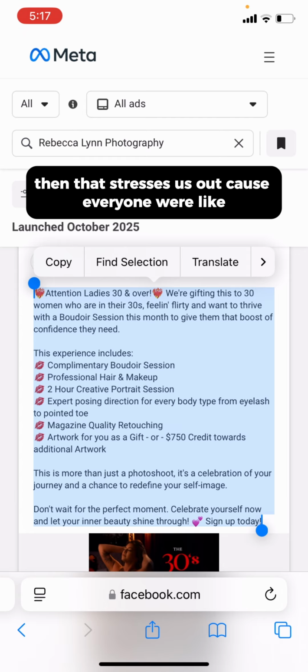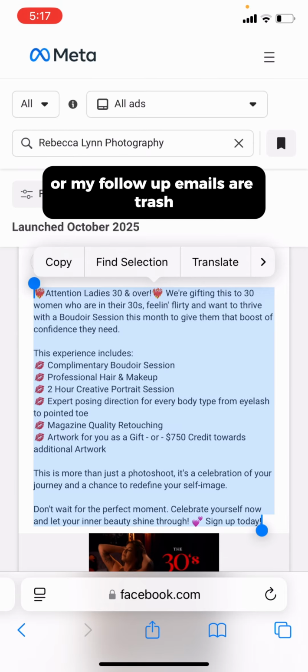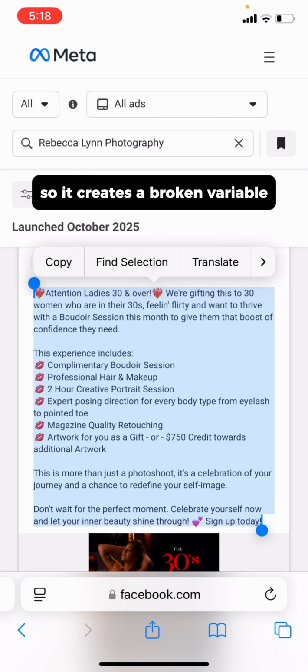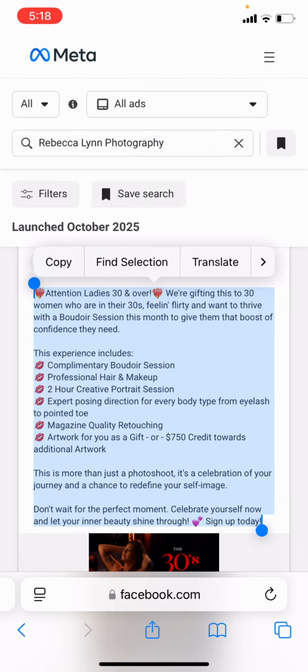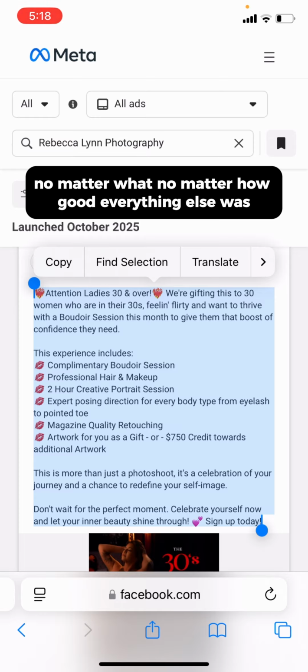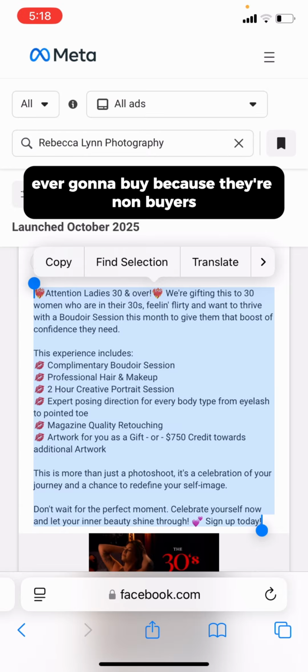and increase my email list with more non-buyers. But then that stresses us out because we're like, people aren't converting because my follow-up texts are trash, or my follow-up emails are trash, or I call them too fast or too slow. Well, dude, they were never going to buy in the first place. They're non-buyers. So it creates a broken variable for optimizing the rest of the funnel, the rest of the business, and then we're second guessing everything. But they were never going to buy no matter what, no matter how good everything else was. They were never, ever going to buy because they're non-buyers.